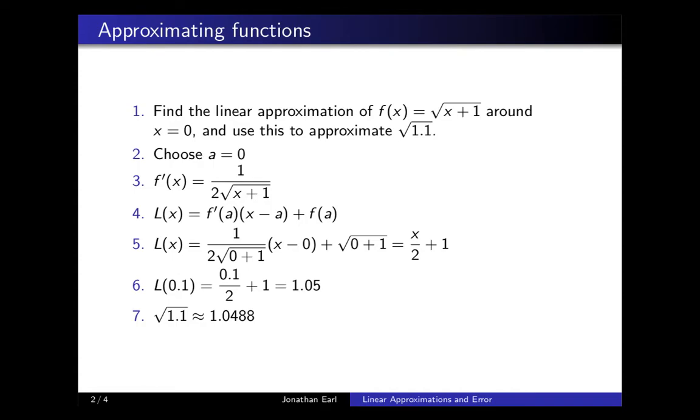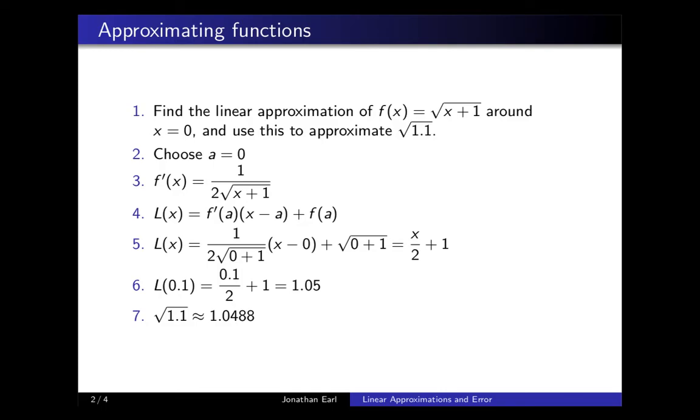Okay, so first, suppose we want to find the linear approximation to f of x equals the square root of x plus 1 around the value x equals 0, and then approximate the value of the square root of 1.1. So the first thing that we'll do is take a to be 0, and then we'll find our tangent line around a equals 0.